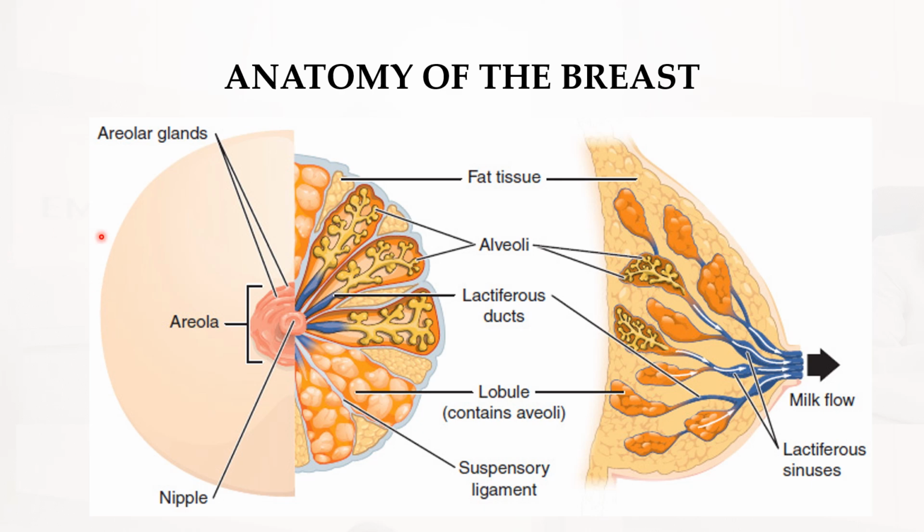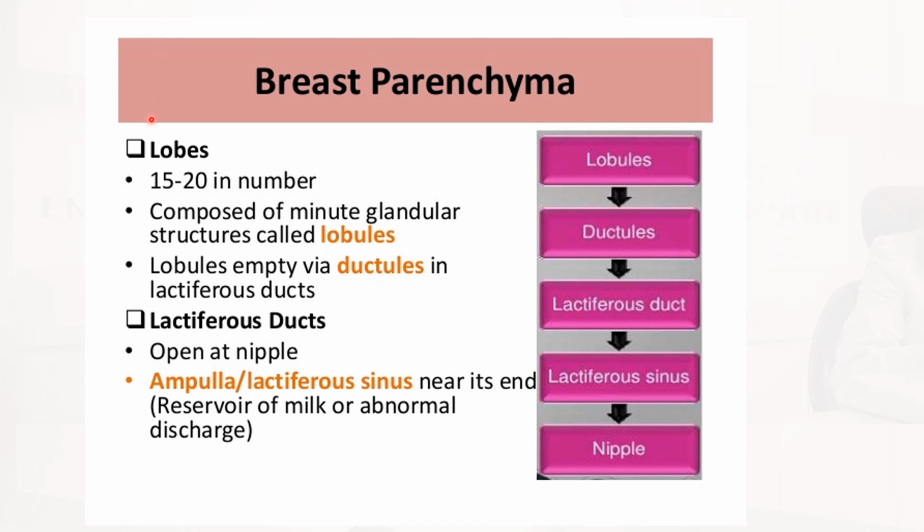Anteriorly we have the areola here, and you have the areola glands. In terms of the lobes, they are about 15 to 20 in number. They are composed of minute glandular structures called lobules. The lobules empty via ductules into the lactiferous ducts. The lactiferous ducts open at the nipple. You have the ampulla or lactiferous sinuses near its end, which acts as a reservoir of milk or abnormal discharge. So in short, from the lobules, you have the ductules. From the ductules, you have the lactiferous ducts. Then you have the lactiferous sinuses.